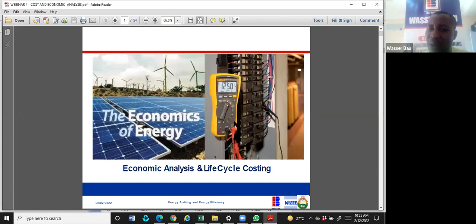When we talk about life cycle costing, it means we are not just talking about the initial investment in a project, an energy project. You are looking at the whole life cycle of that project. And when we talk about the whole life cycle of the project, we are referring to the maintenance costs, the licensing costs, the renewal costs, as well as the initial investments.